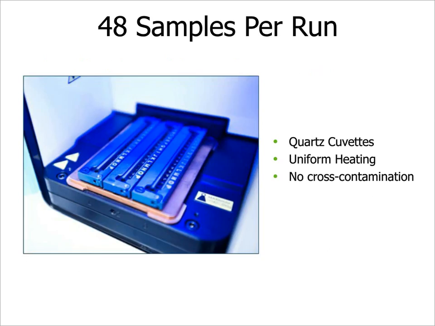The system is high throughput. It allows 48 samples per run to be measured. The samples are stored in quartz cuvettes, measured simultaneously and heated at the same time. The heating is very uniform and there is no cross-contamination.